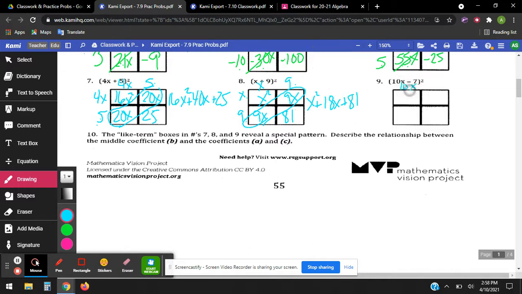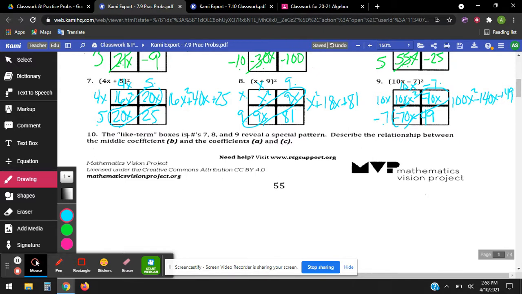Okay, 10x minus 7, 10x minus 7. 10 times 10 is 100x squared. 10 times negative 7, negative 70x. 10 times negative 7, negative 70x. Negative 7 times negative 7 is positive 49. So these are the same number with the same sign. So 100x squared minus 70 minus 70 is minus 140x plus 49. Almost out of space.